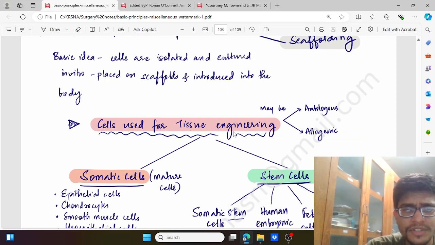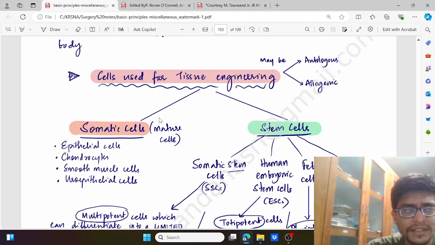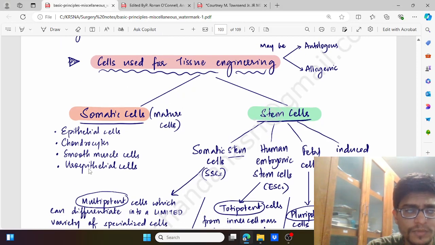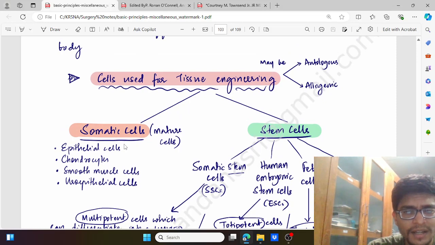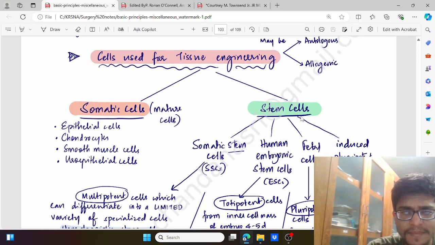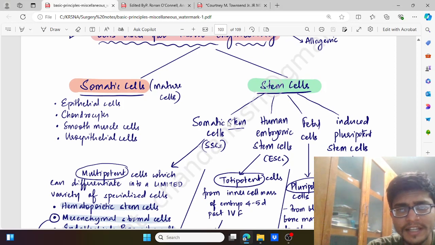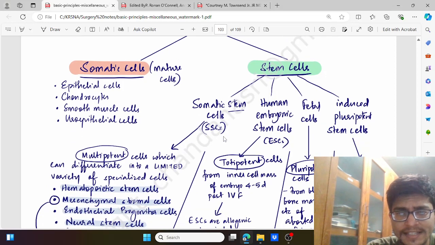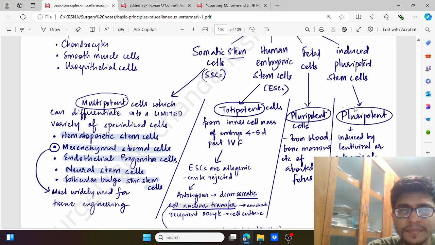So the cells for tissue engineering could be autologous or allogenic, from the same body or from another body, and it could be somatic cells, that is mature cells, examples being epithelial cells, chondrocytes, smooth muscle cells, uroepithelial cells, and mainly the stem cells. So these come in various types: the somatic stem cells, SSC, human embryonic stem cells, that is ESC, fetal cells, and induced pluripotent stem cells. Now we'll see them in detail one by one.